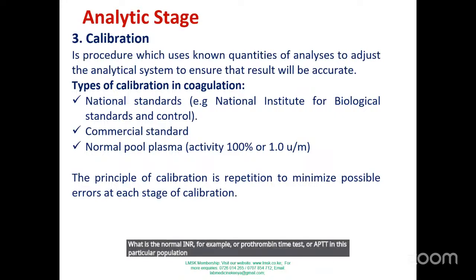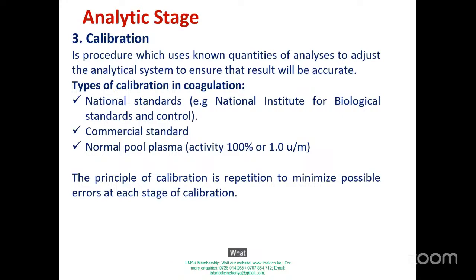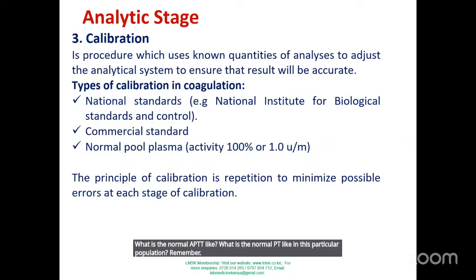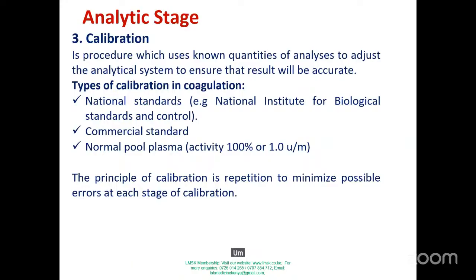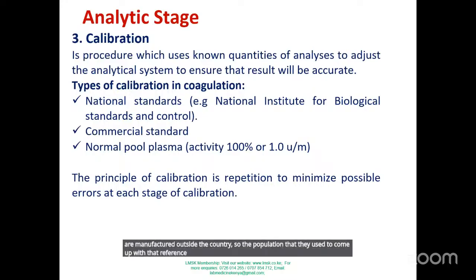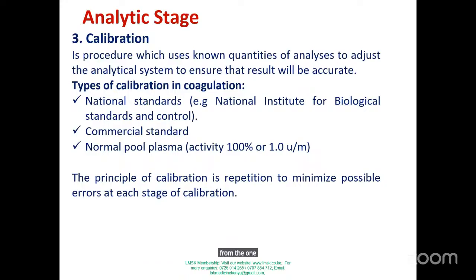Let's say in Nairobi, what is the normal APTT like? What is the normal PT like in this particular population? Remember, most of these kits are manufactured outside the country, so the population used to come up with those reference ranges is very different from the one we are serving here. That's why it's good to do biological reference range validation for our setup.